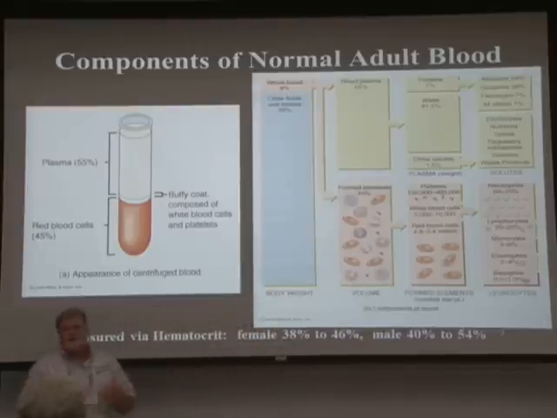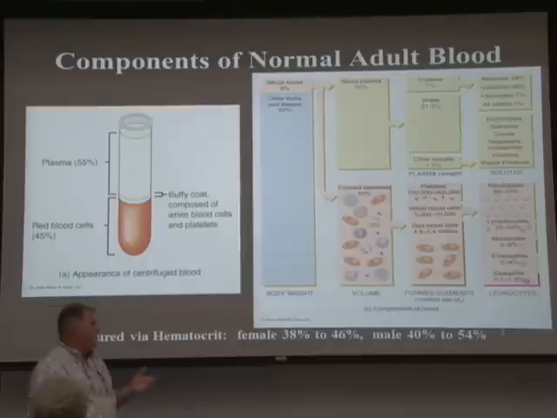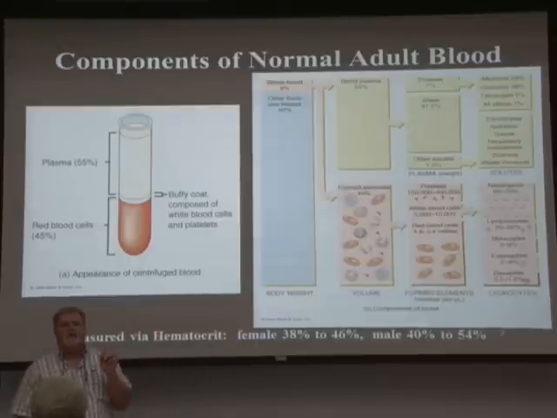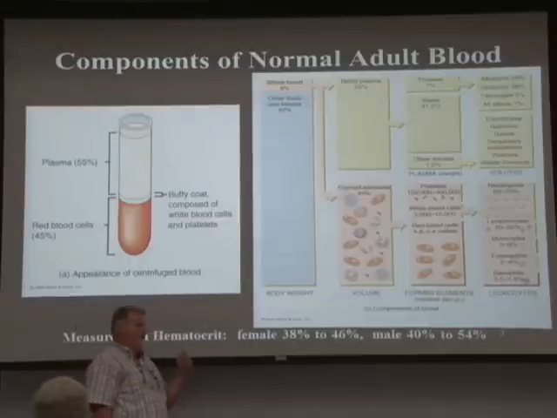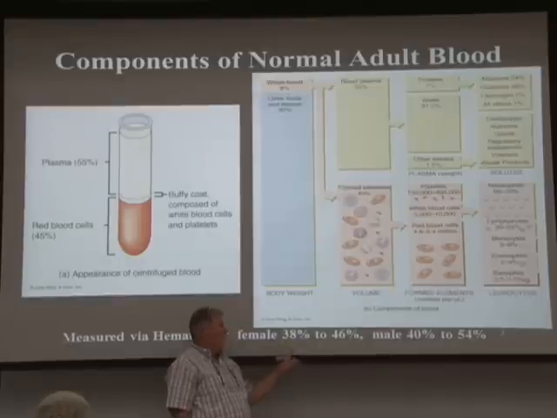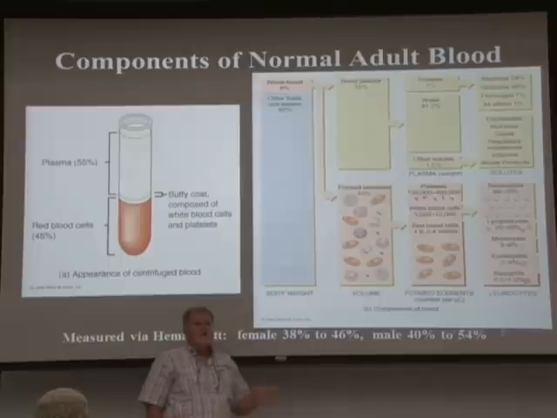And then the values are slightly different for males and females. During females' reproductive years, because of ovarian cycles, there's a loss of blood on a monthly basis. So from a clinical standpoint, when you're looking at hematocrits for women that haven't gone through menopause, they have a normal, slightly lower value than men. So a normal hematocrit for a woman would be as low as 38 to as high as 46.